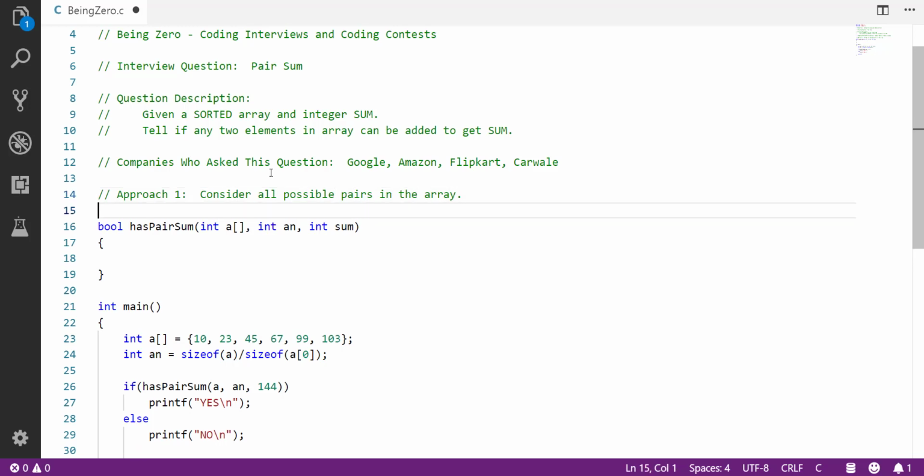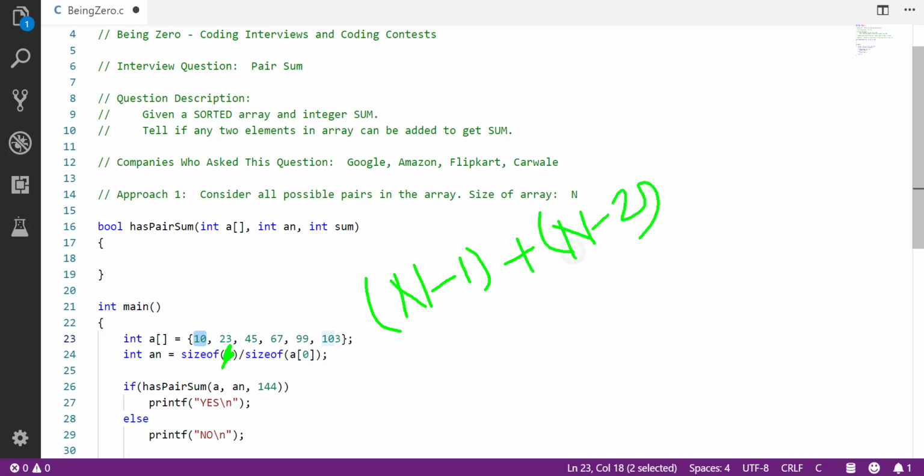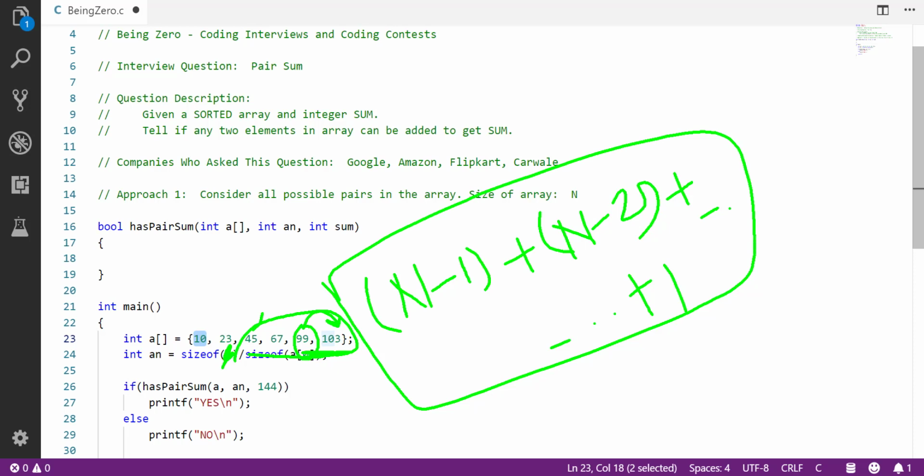Now think about it: if the size of the array is n, how many pairs are possible? 10 will have a pair with n minus 1 elements, so n minus 1 pairs starting with 10. 23 will have n minus 2 pairs, because 23 gets paired with the remaining values. Same way, 45 will have n minus 3. And 99 will have only one pair, 99 with 103. Starting with 99 going to the right, there will be one pair. So these many distinct pairs are possible. If we add all of them together, this gives us n into n minus 1 by 2.